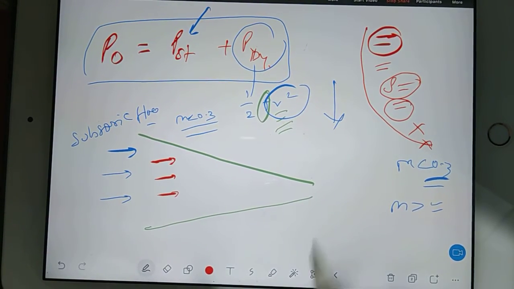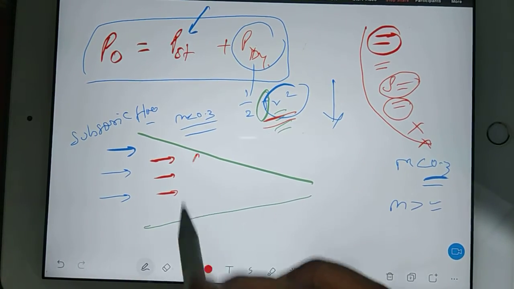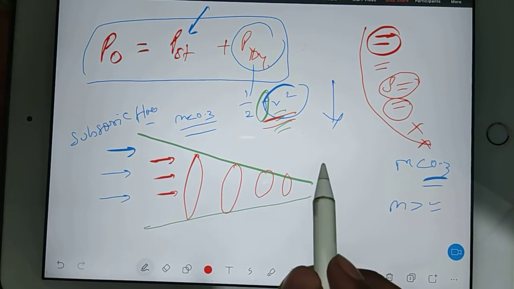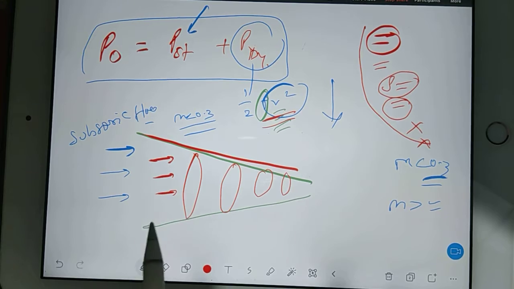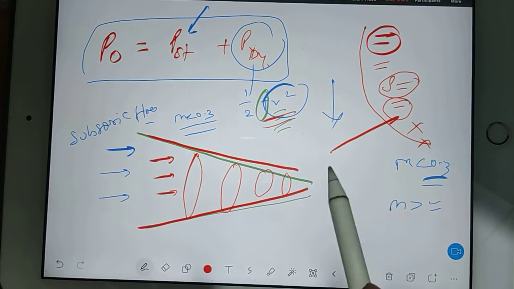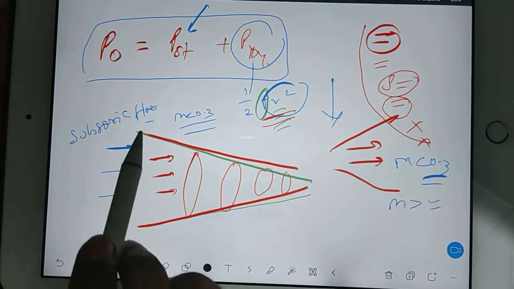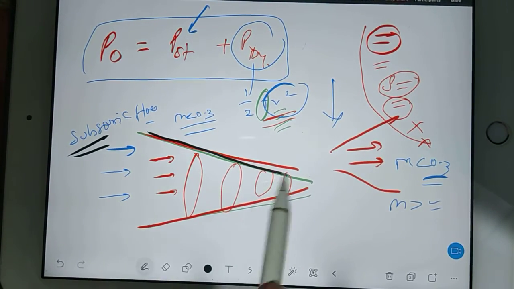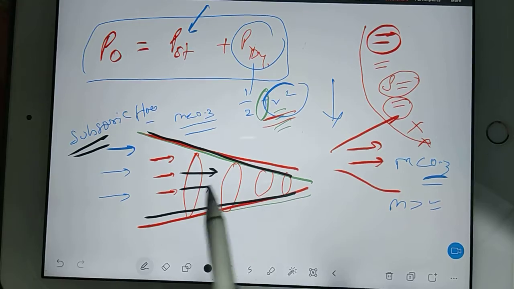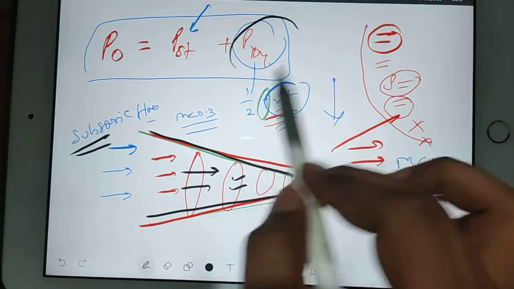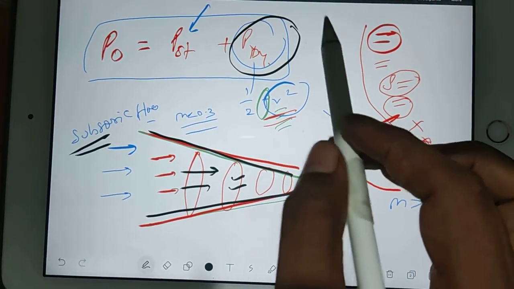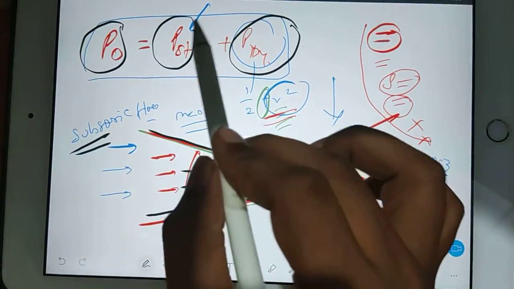Okay. So if you have this kind of convergent duct, what is convergent? This kind of shape you say convergent shape, and this kind of shape you say divergent shape. So in a convergent shape, if the flow is subsonic, then as you go ahead, your velocity will increase. It means dynamic pressure will increase. So to balance the total pressure, static pressure will decrease.